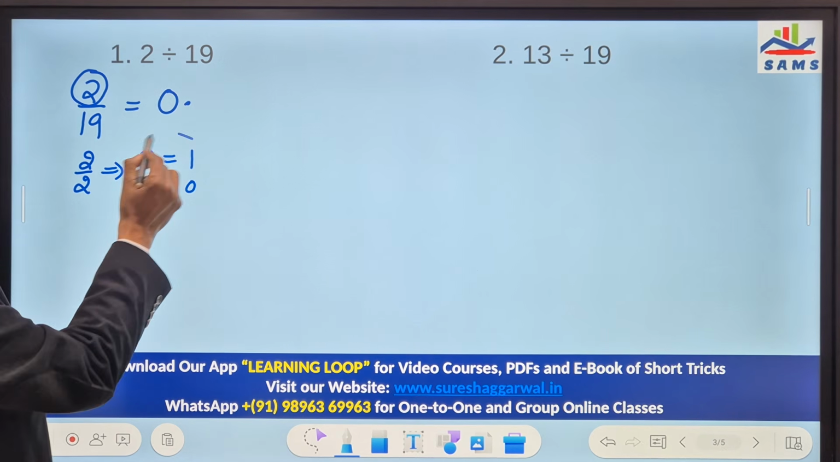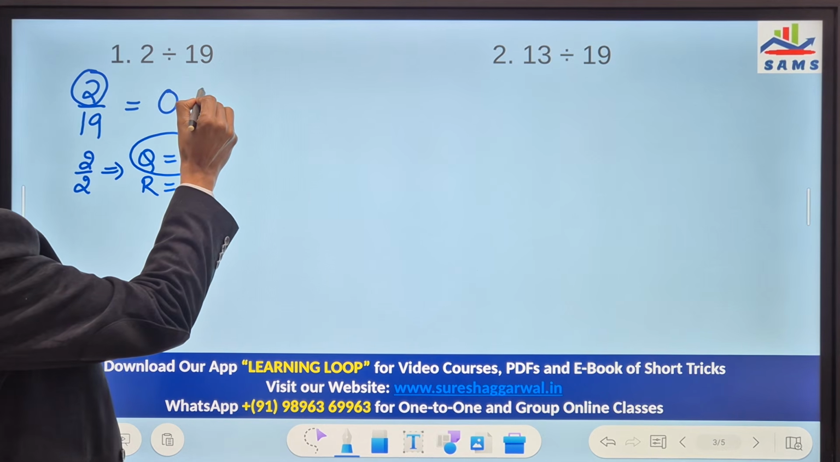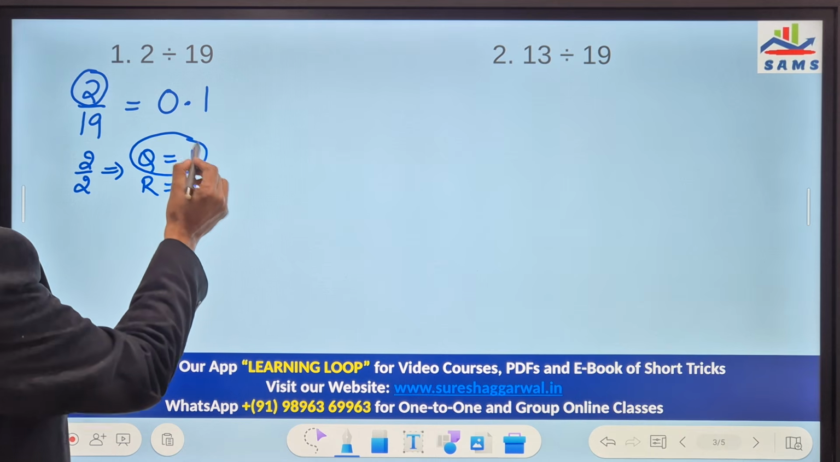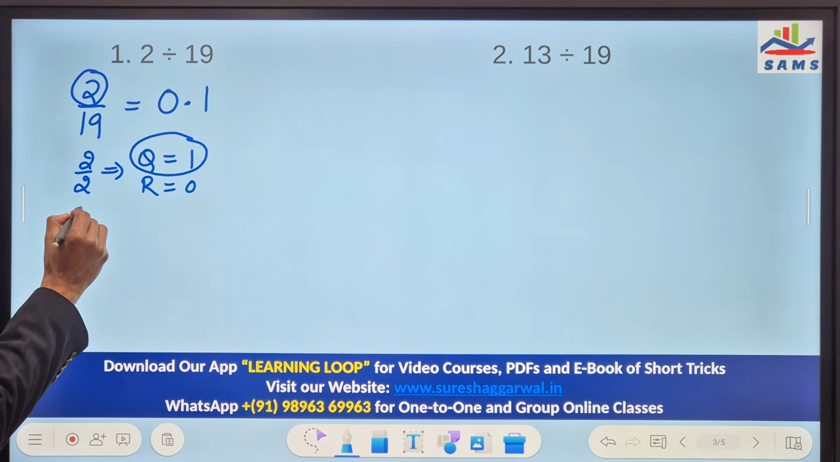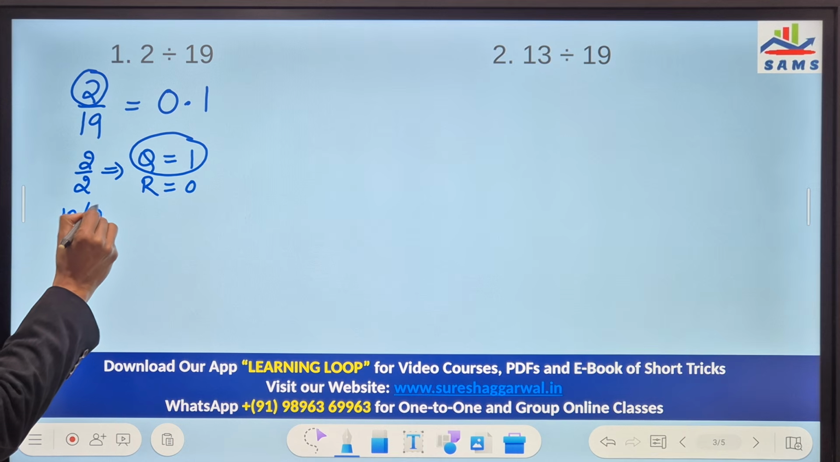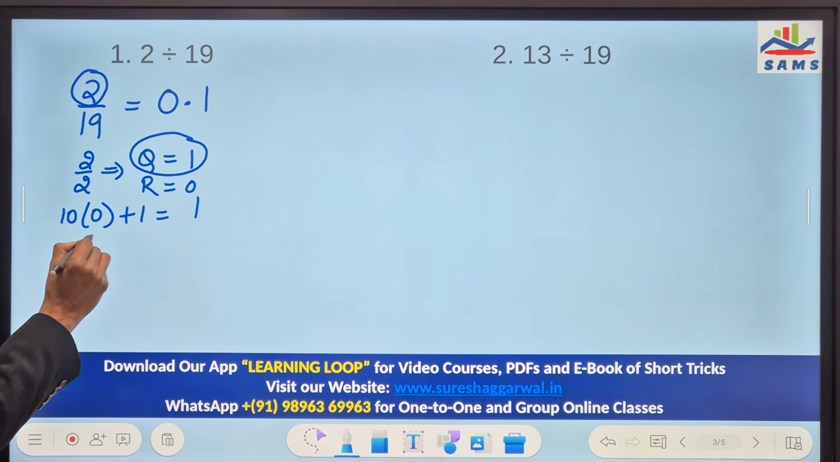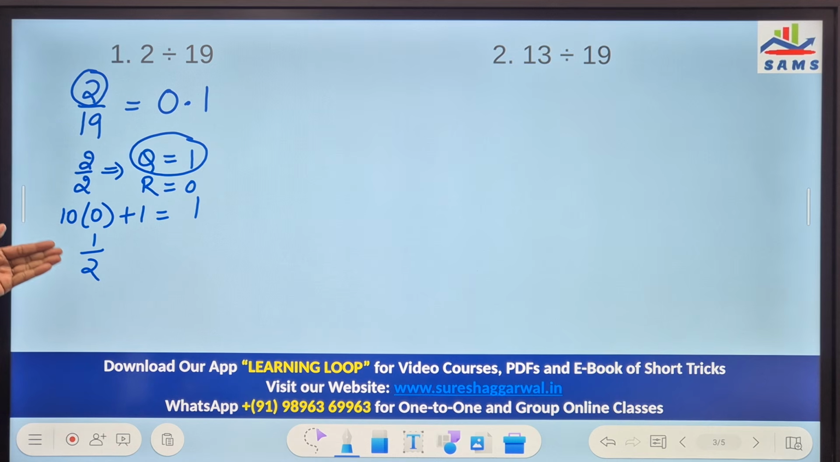Remainder of 0. So the first quotient is 1, so you get a 1 here. And now comes the important step. Here we have the quotient 1. So I have to do 10 into r. R is 0 plus 1, which gives me 1. And now if I divide 1 by 2, I don't have a quotient because 1 is smaller than 2.